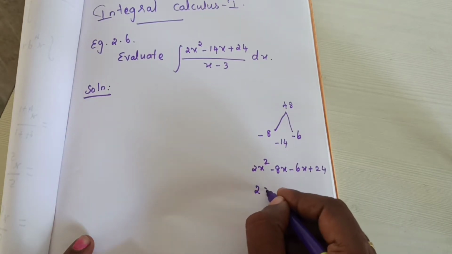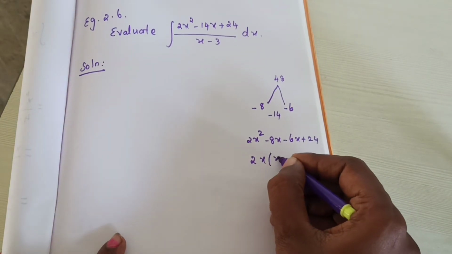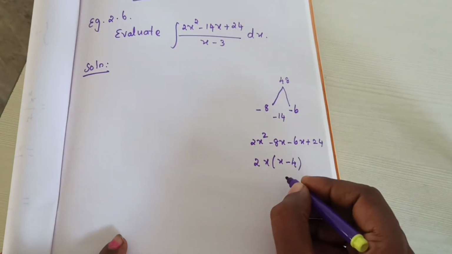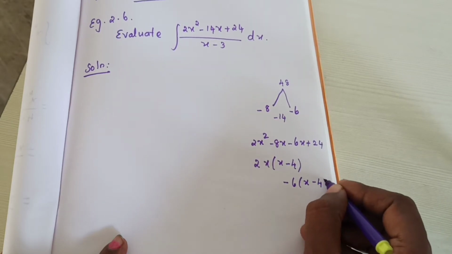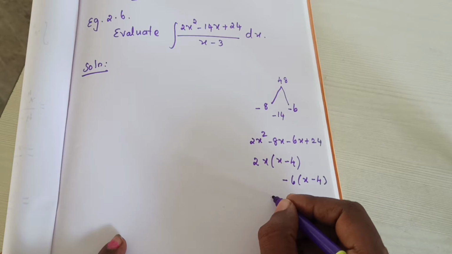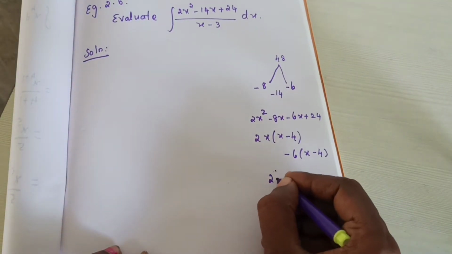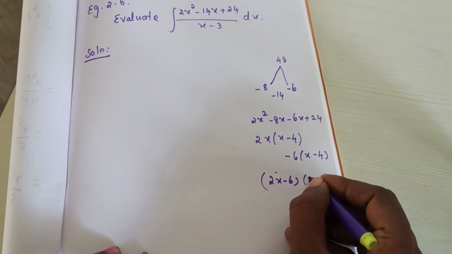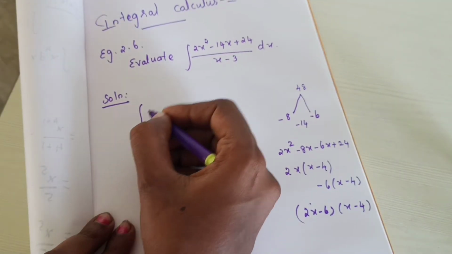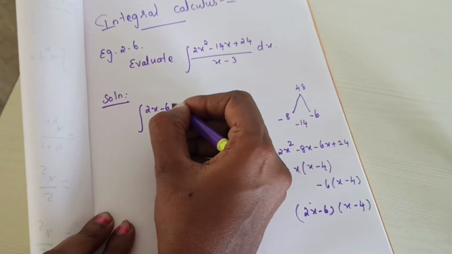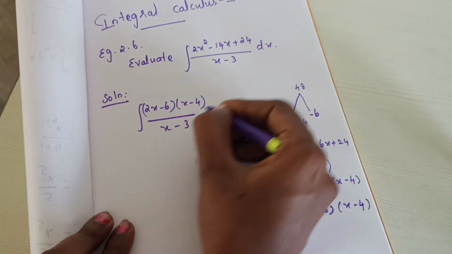Here 2 is common. Taking 2x common, we get x minus 4. Again we take minus 6 as common, and we get x minus 4. So what are the factors? The factors are 2x minus 6 and x minus 4. Now we can substitute here: (2x minus 6)(x minus 4) divided by (x minus 3) dx.